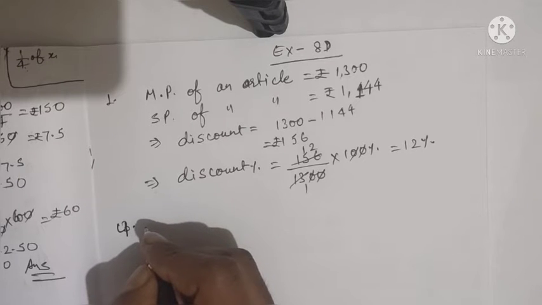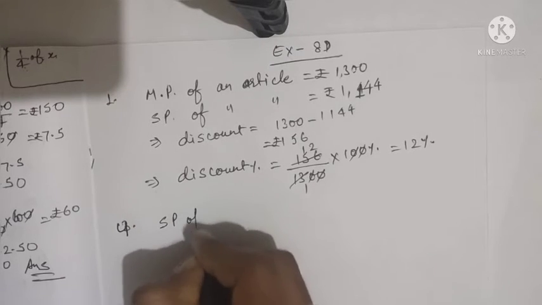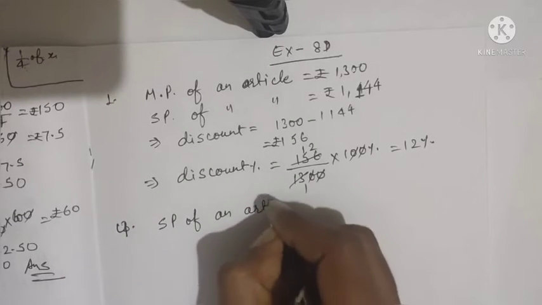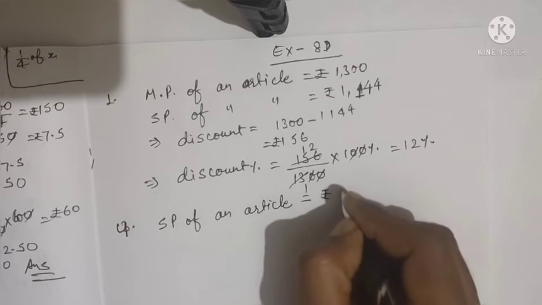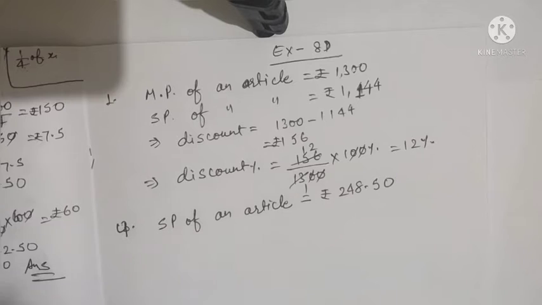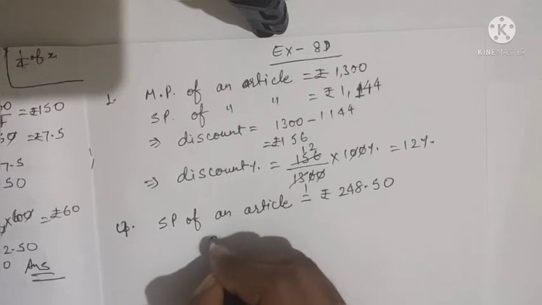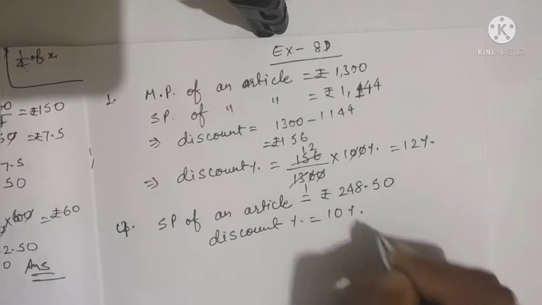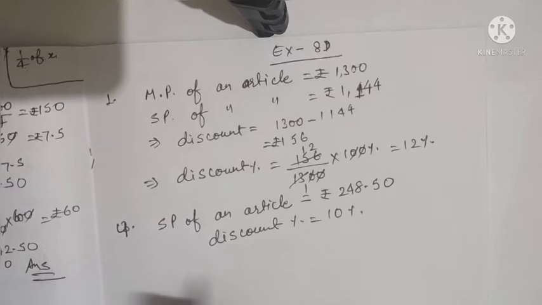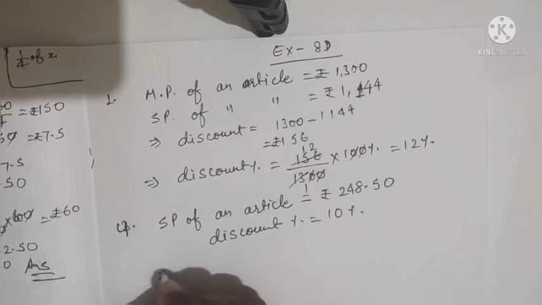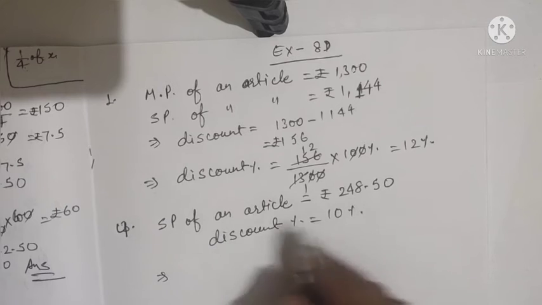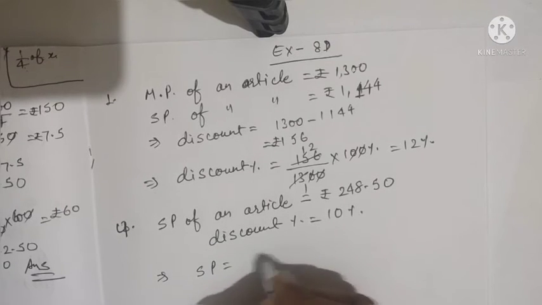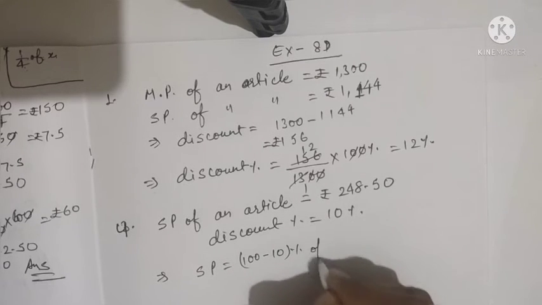Question number 4 is, a shopkeeper sells an article for rupees 248.50. So SP of an article is equal to rupees 248.50, and the discount percent is given as 10%. Discount percent is equal to 10%. Now we have to find the list price of the article. That implies since the discount is 10%, SP is equal to 100 minus 10% of the list price, or marked price.